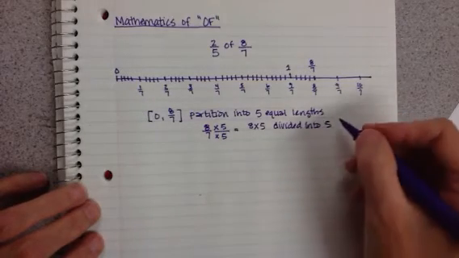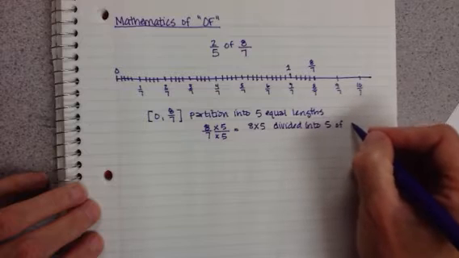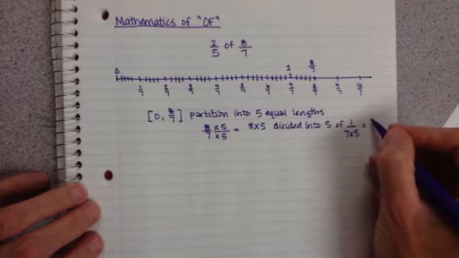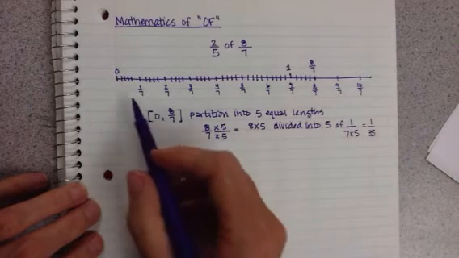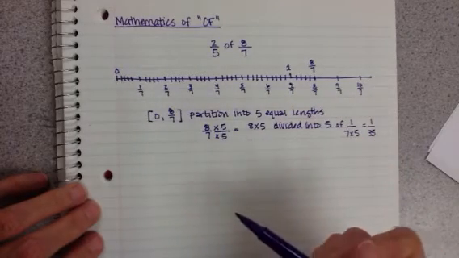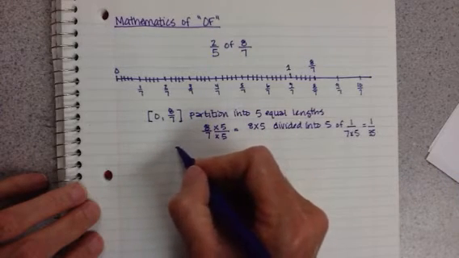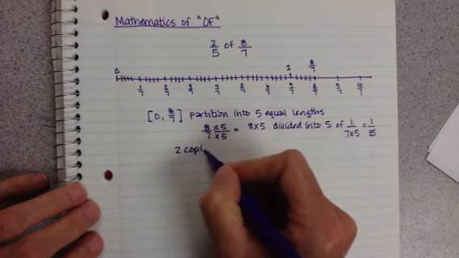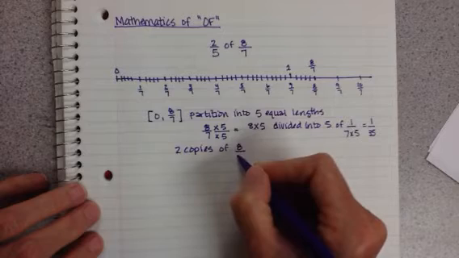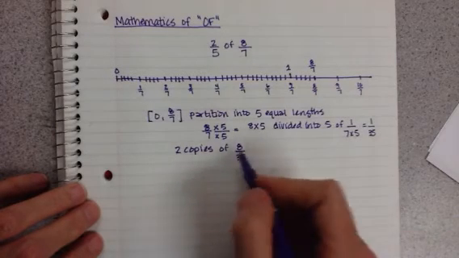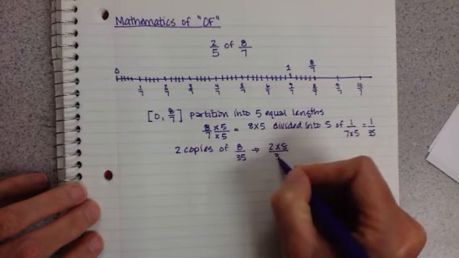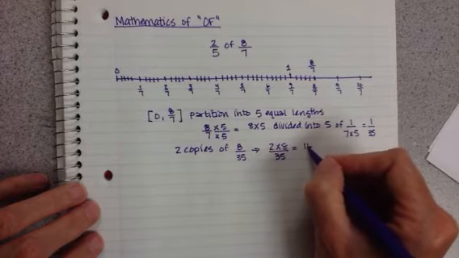Now we can take 5 groups, but it's going to be of 1 over 7 times 5, which is 35. So 1/35. If you notice, if we count all these up between 0 and 1, there should be 35 partitions. And then we want 2 copies of this. So we want 2 copies of 8/35. Well, 2 copies of 8/35 is just 2 times 8 over 35, which is 16/35.